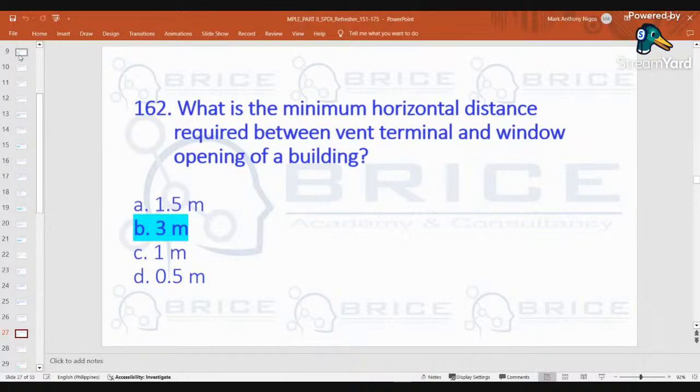What is the minimum horizontal distance required between vent terminal and window opening of a building? Answer is 3 meters.